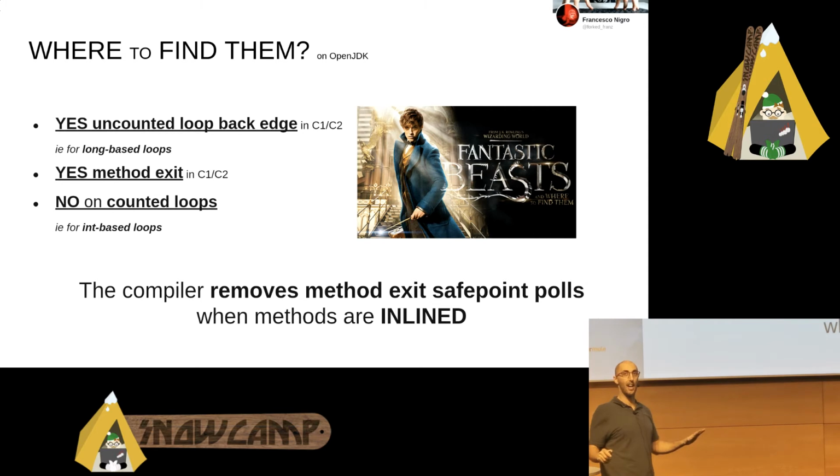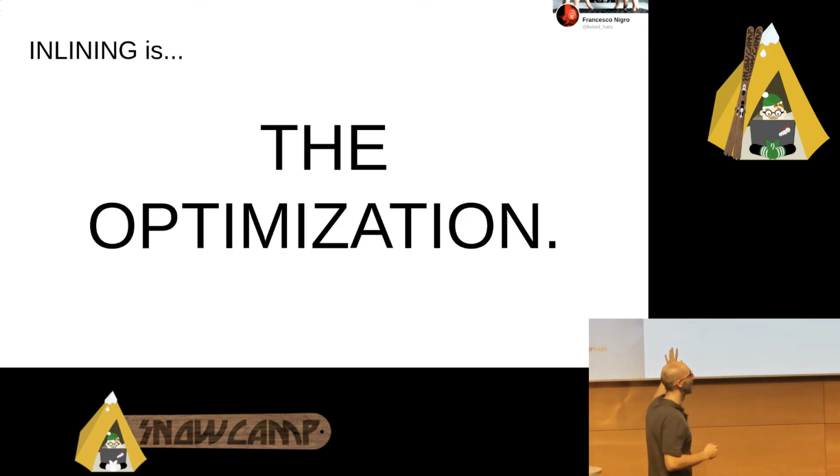Okay. There is another thing I want to tell you. I know that there are a lot. It's complex indeed, but we will go together step by step. The compiler removes the method exit safepoints when the methods are being inlined. Being inlined. How many people know about that? Okay, it's nice. For all the others, I can tell you that inlining is an optimization.